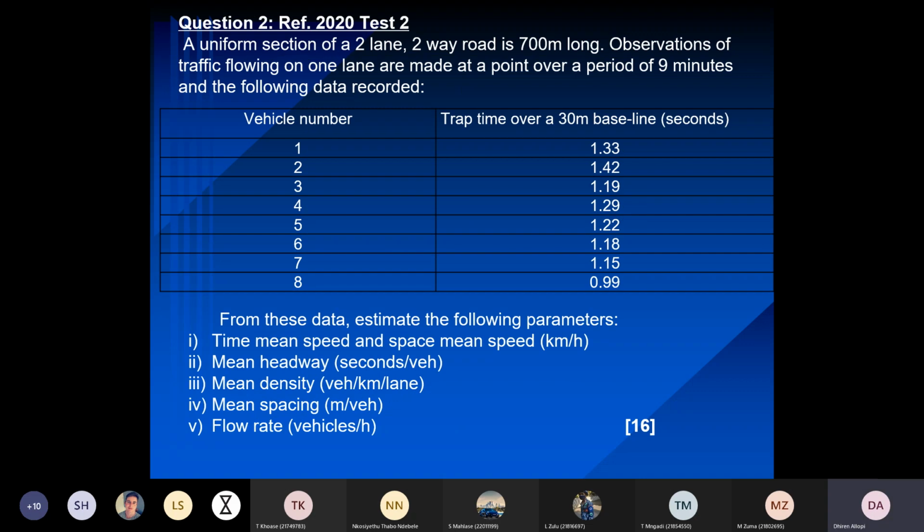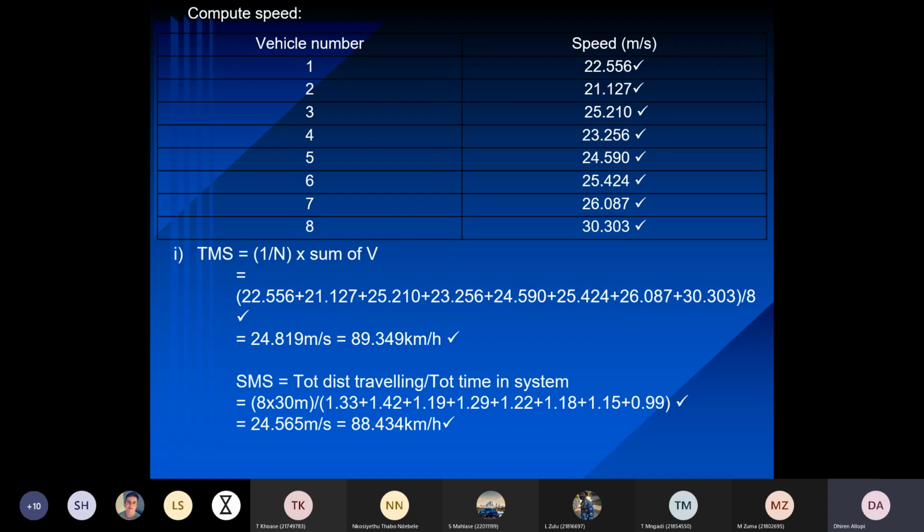baseline given to you, 30 meters, and the time in seconds given, you could quite easily compute the speed in meters per second. And that's the first thing that you have done, computed the speed in meters per second for those 8 vehicles. And then move on to solving the rest of the question.